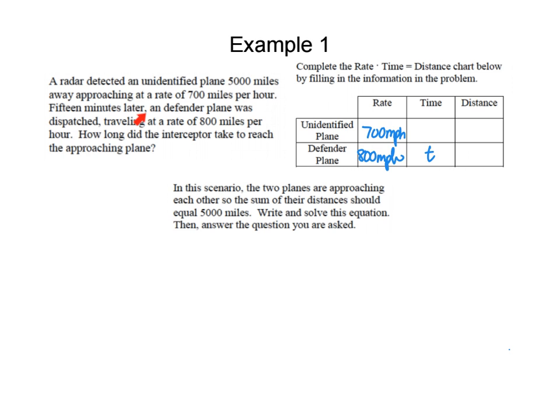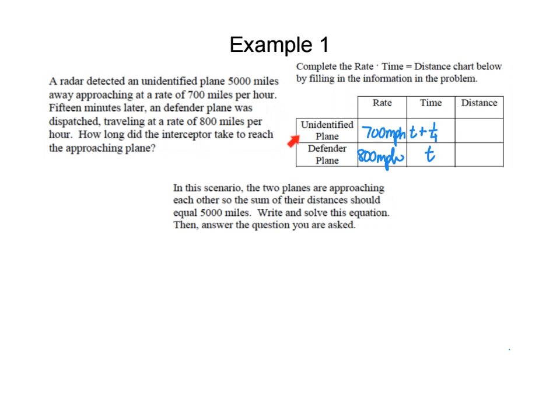Now, let's go back and read here. 15 minutes later, a defender plane was dispatched. That means my unidentified plane has been flying 15 minutes more than the defender plane. So I'm going to make the time that that unidentified plane was flying t plus, and be very careful here. It's not 15, it's 1/4, because remember, we have to make sure that our units match. This is in miles per hour. Time must be in hours. So 15 minutes is 1/4 of an hour.